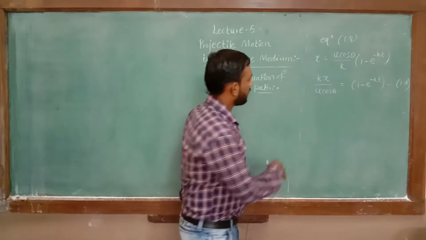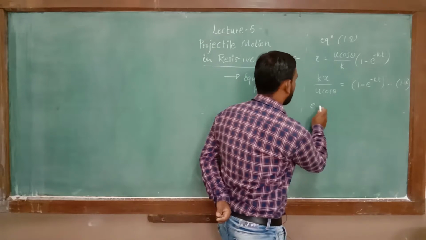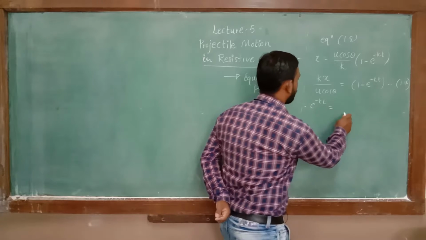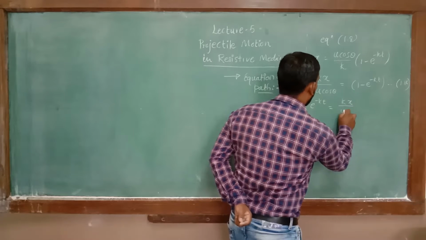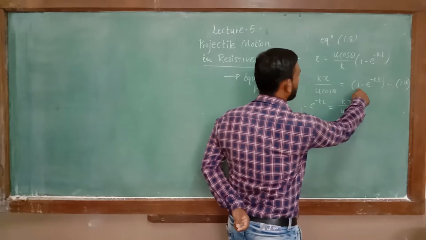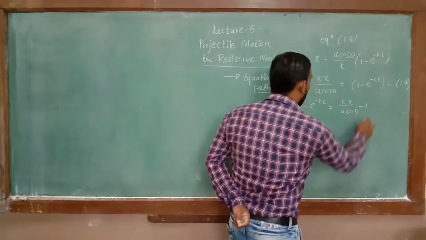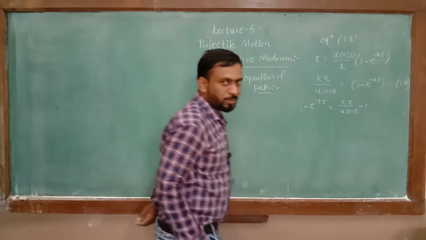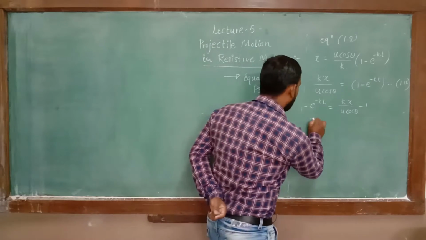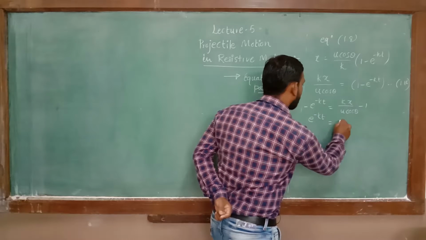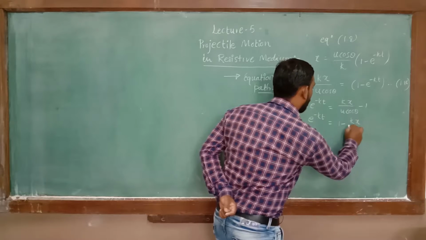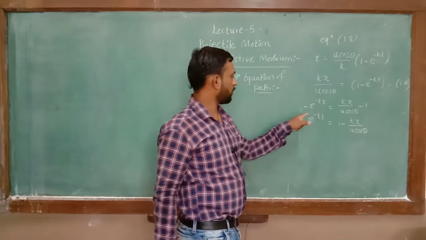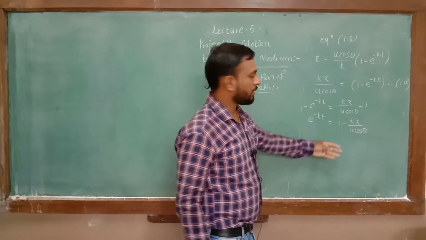Again rewriting this equation, e^(-kt) with its minus sign as it is, equals kx / (u cos θ) minus 1. I just put this 1 on this side, so I get this minus 1. Multiplying both sides of the equation by minus 1, you will get e^(-kt) = 1 - kx / (u cos θ).